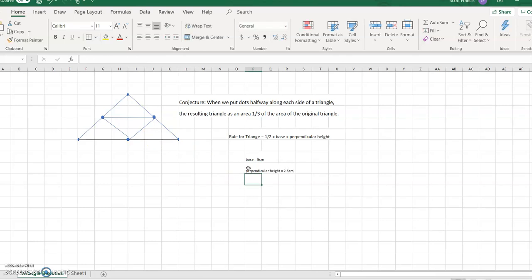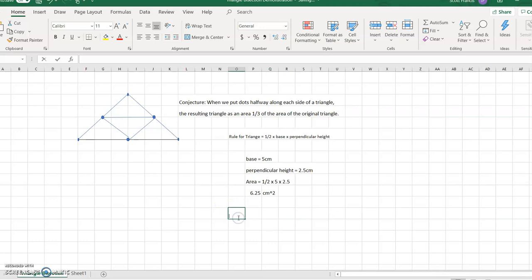Perpendicular height 2.5 centimeters. So the area, we've already got the rule, so it's going to be 1/2 times 5 times 2.5. I'm going to put this into Excel as a sum. So half is 0.5 times 5 times 2.5 equals 6.25 centimeters squared. So that's the area of the big shape, 6.25 centimeters squared. And I'd love to see you setting it out that way. Don't just assume that we know what it's going to look like.